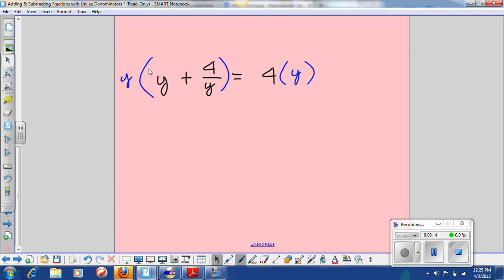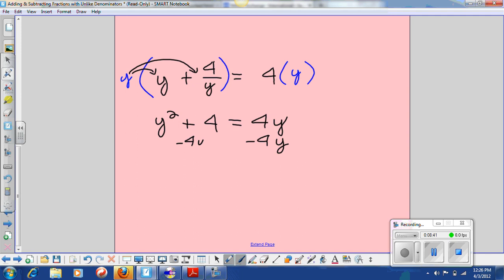So we know that y times y, and distribute it, is equal to y squared. And if I multiply that, that becomes 4y over y, or the y's can just cross cancel, and that will give you 4 is equal to 4y. Well, what are you going to do now? You want everything on one side of the equal sign. So let's subtract 4y from both sides. Let's put it where it would belong, because remember we want descending order. So that's y squared minus 4y plus 4 is equal to 0.